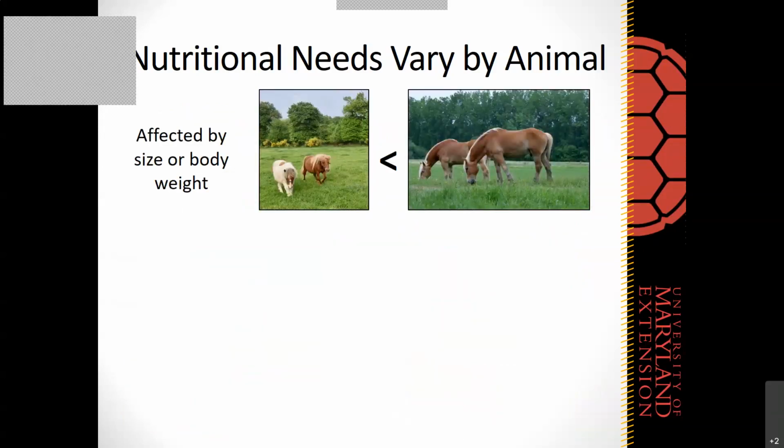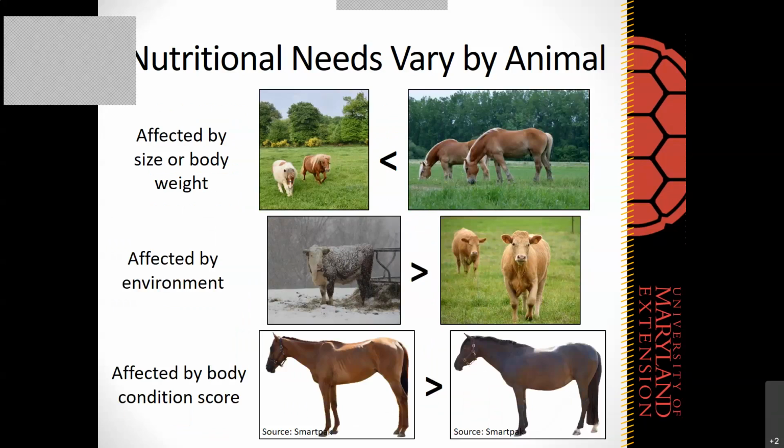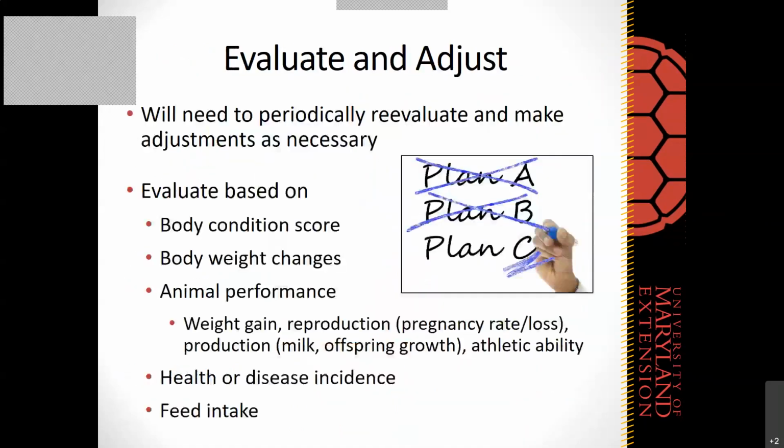Size and body weight can also play a role. You know, a smaller size will need less nutrients than a larger sized animal. Environment can play a role. You know, cold winter weather, those animals will need a little bit more calories to be able to maintain their body heat than an animal in the summertime. And body condition score, you know, an underweight animal will need a little bit more calories to bump up that weight than an animal that's overweight and maybe needs a little bit less calories so they lose a little bit of weight.